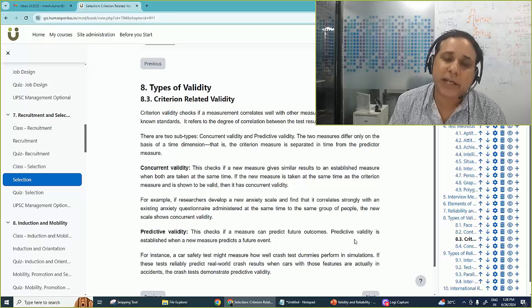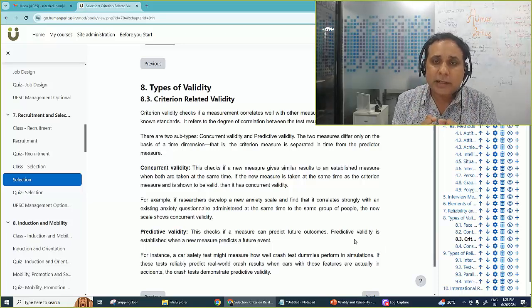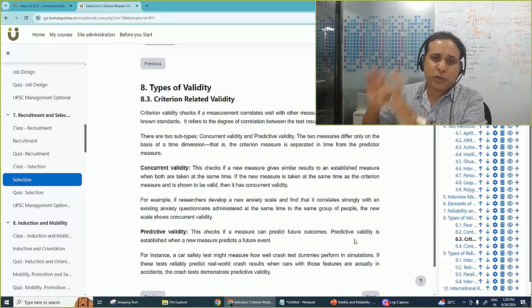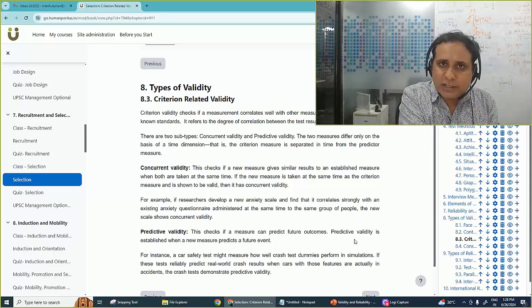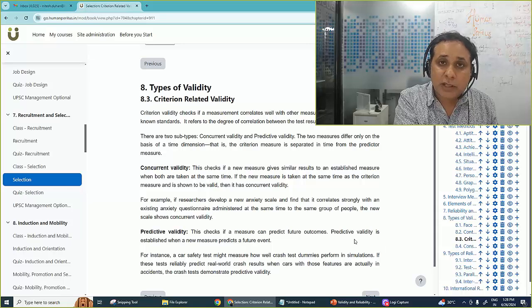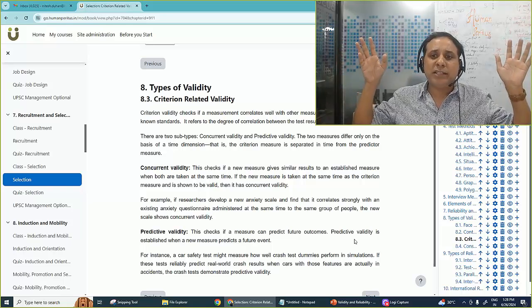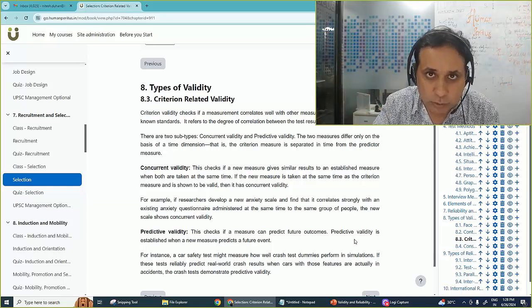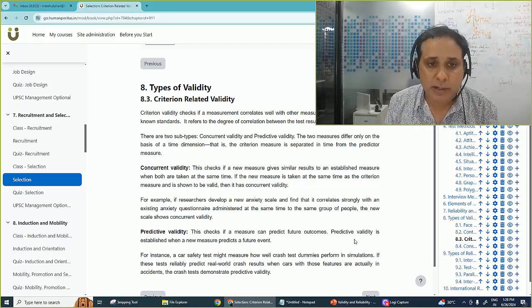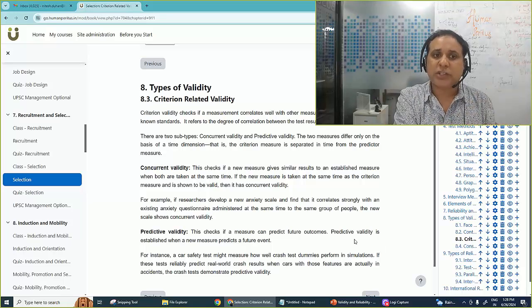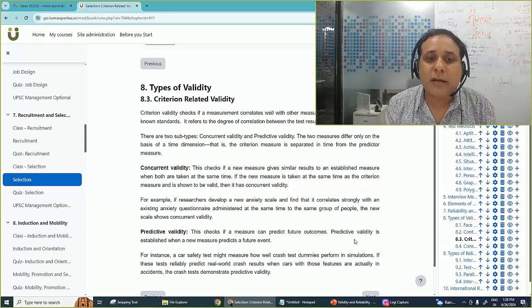One is concurrent validity. So guys, in case of concurrent validity, there is already an established standard or an established measure or an established questionnaire. We have got our own test or questionnaire. We compare the results of our questionnaire or our test with an established or standard test or questionnaire, and then we see whether there is a strong correlation between the results of these two or not. If there is a strong correlation, then yes, our test or our questionnaire has got good concurrent validity.